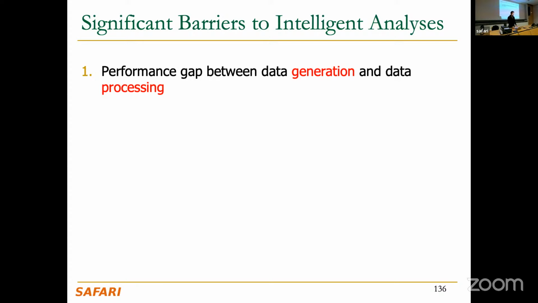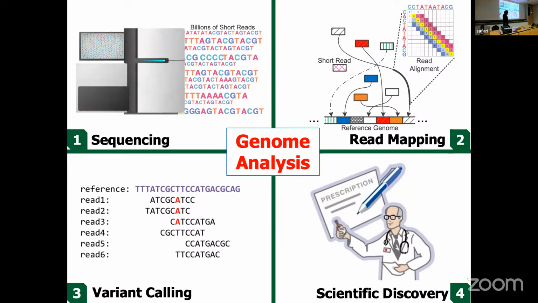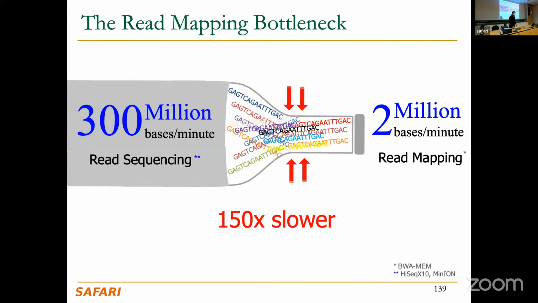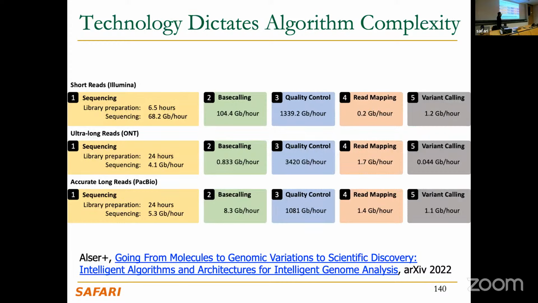To perform genome analysis, we start from sequencing, do read mapping, and then identify the mutations, to make some scientific discoveries. But we're really bottlenecked in the read mapping step here. This is extremely costly to perform. And to put some perspective, these are basically the throughputs of every step.